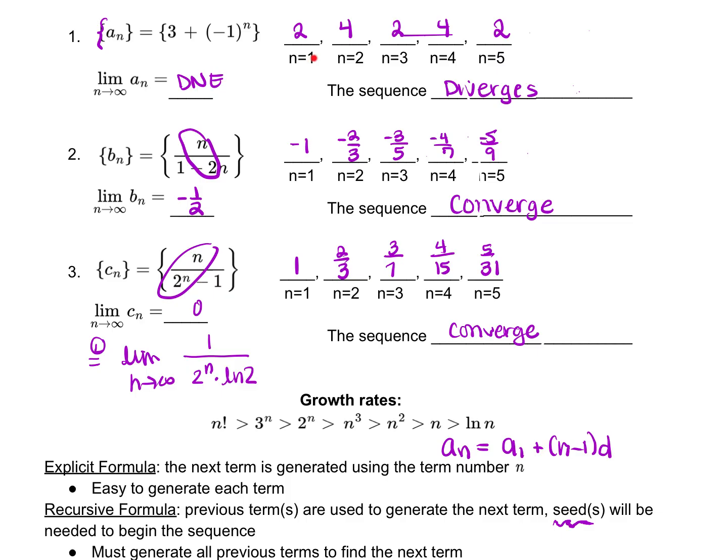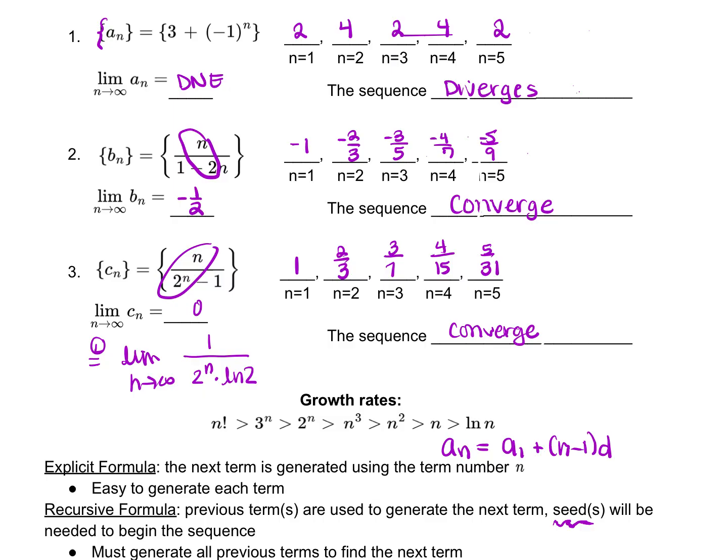So if we start at 1, we would get positive 3. If we plug in 2, this will now be squared, so that'll be a positive 4. And you can see that if n is odd, we're going to get 2. If n is even, we're going to get 4. So that limit is not tending towards something, so it does not exist. And therefore, this sequence convergence does not exist. The sequence diverges.